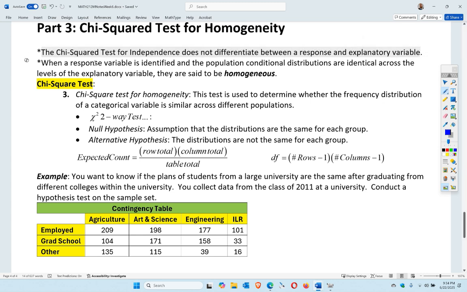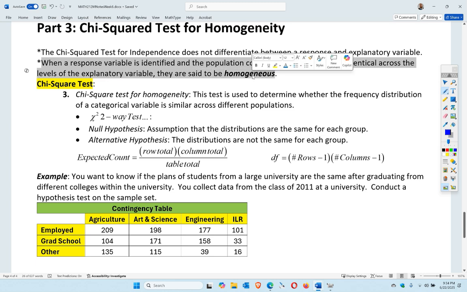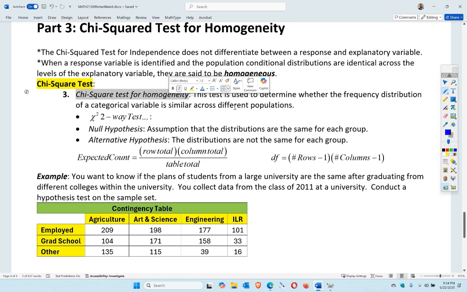So when the response variable is identified, and the population conditions are identical across the levels of the explanatory variable, they are said to be homogeneous. I have a hard time saying that. All right, so this third one's called the chi-squared test of homogeneity. This test is used to determine whether the frequency distribution of a categorical variable is similar across different populations.